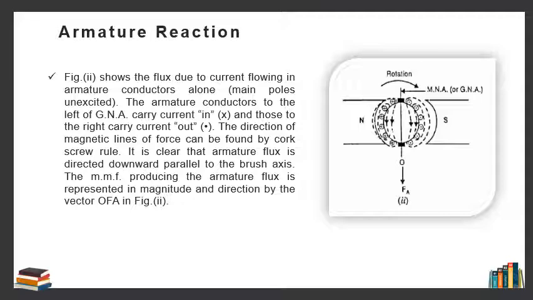Now figure number 2 shows the flux due to current flowing in the armature conductors alone, meaning the main pole is unexcited. The armature conductors to the left of GNA carry current in, the cross direction, and those to the right carry current outward, the dot.